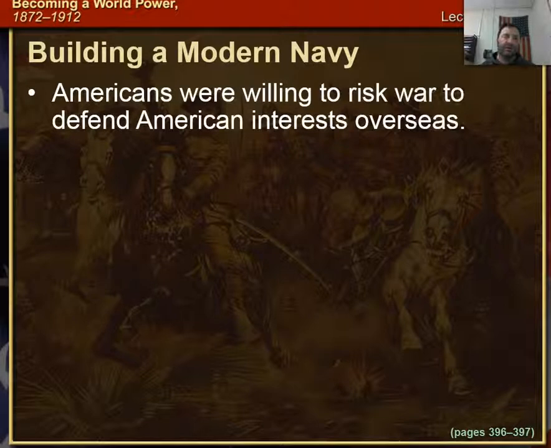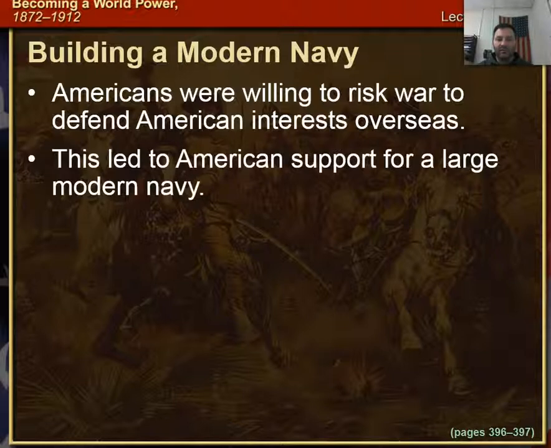Okay, so how do you increase your power overseas? Well, back then you had to have a very strong navy, so we built a modern navy. Americans were willing to risk war to defend their American interests overseas. So this led to American support for a large modern navy.